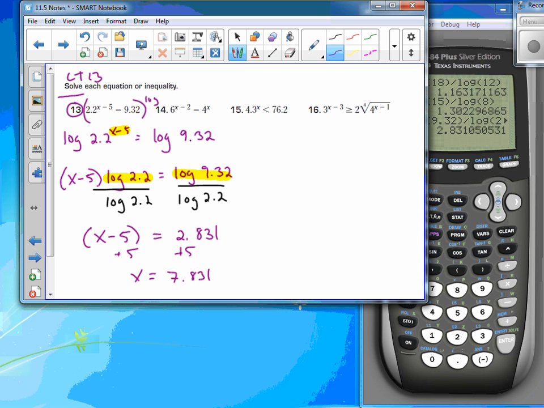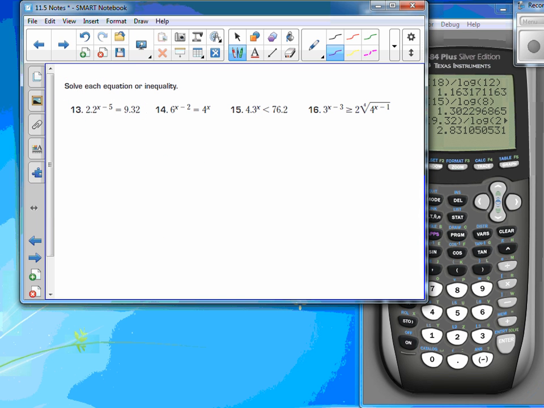14 and 15 are very similar. So let's do those pretty quick. In 14, I've got variables in the exponent. I need to get them out of the exponent, so I take the log of both sides. If you guys don't mind, I'm going to skip the step where we write everything as log of this exact equation, and I'm just going to go ahead and use my properties to get the variables out of the exponent. So this is equivalent to x minus 2 times the log base 10 of 6, and it equals x times log base 10 of 4.